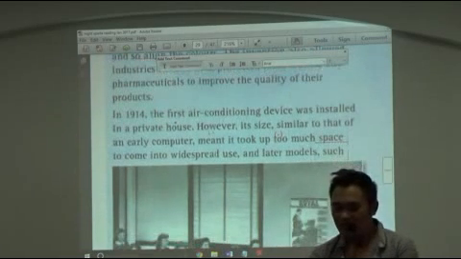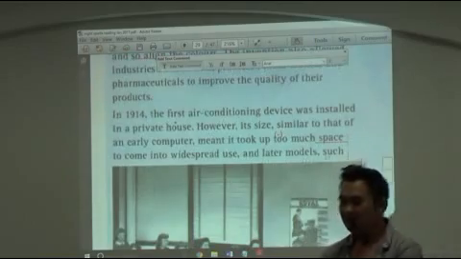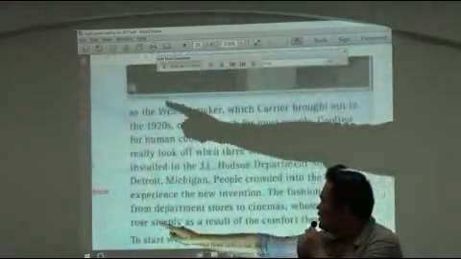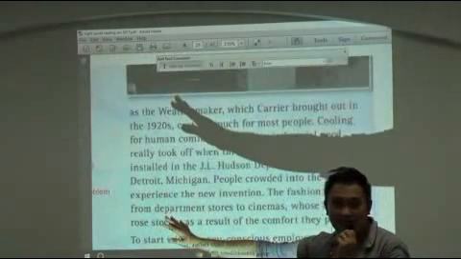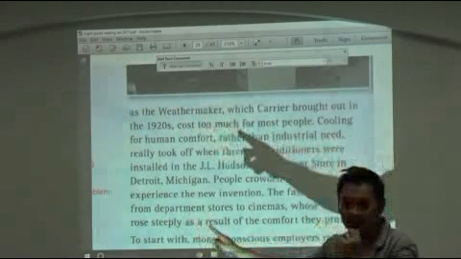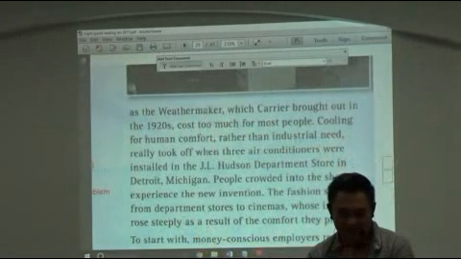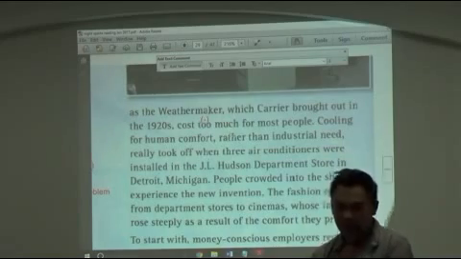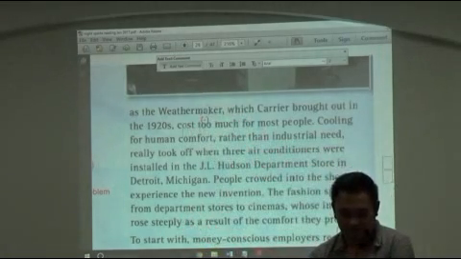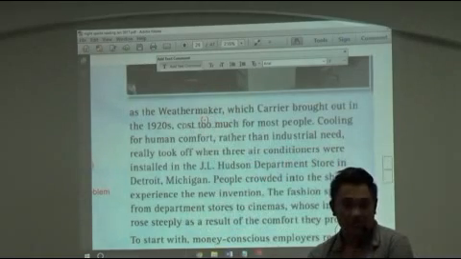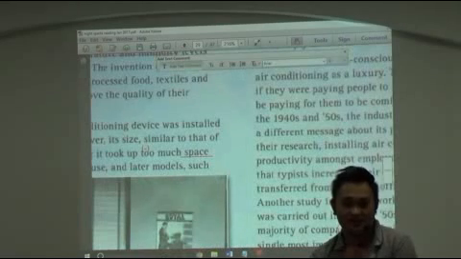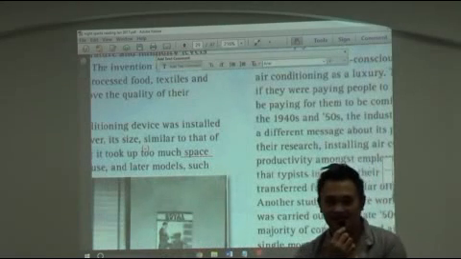Now, everybody say too. Negative. What does it say? Too much space. To come into widespread use. And later models, ignore the name. Don't bother with the name. It's not important. Cost too much, isn't it? Again, put negative, triangle. Too much. And what's the other one? Too much space. Everybody say too much space.